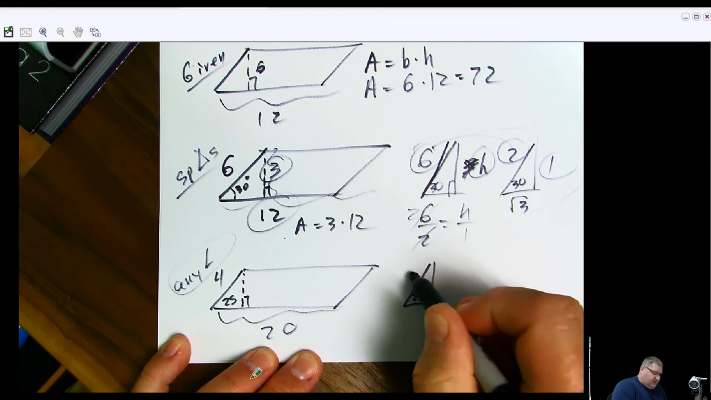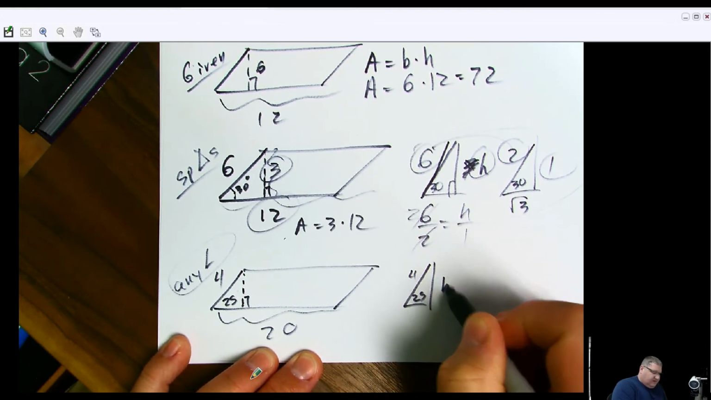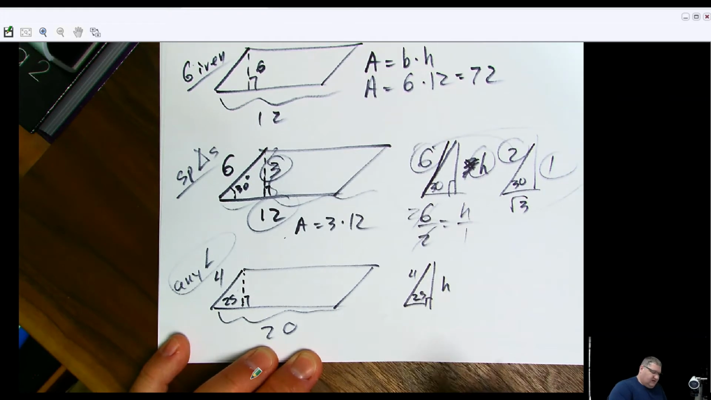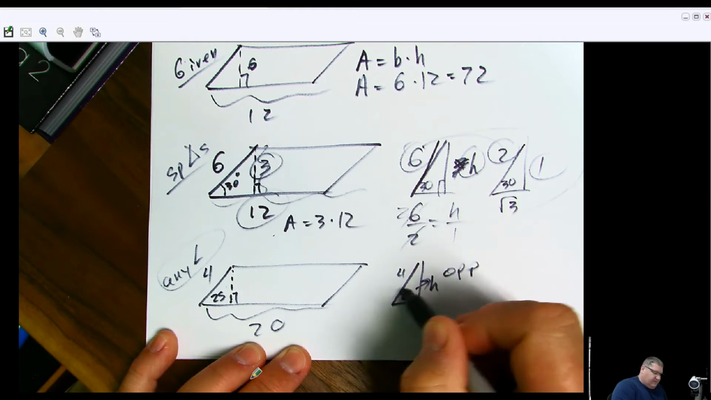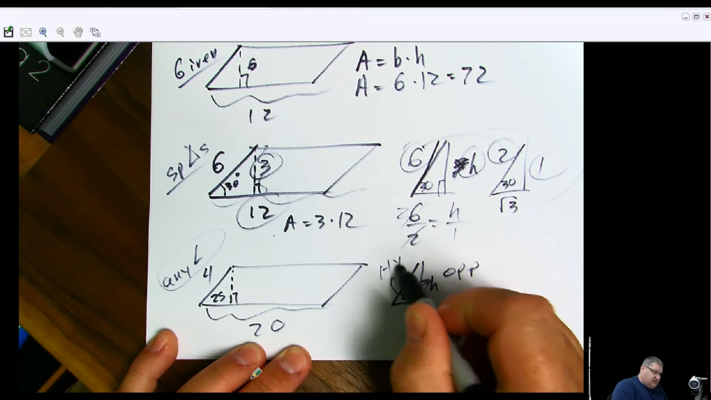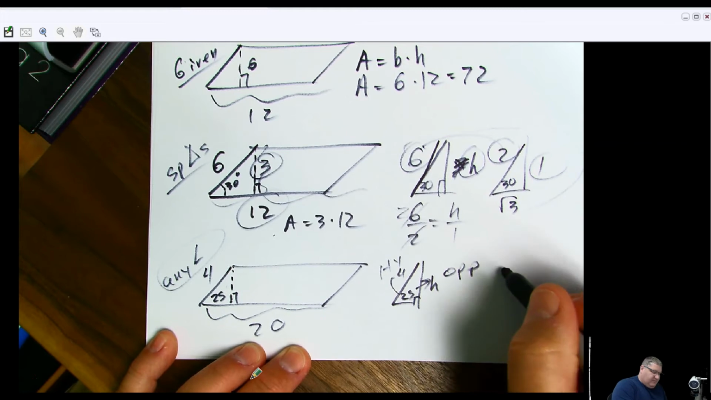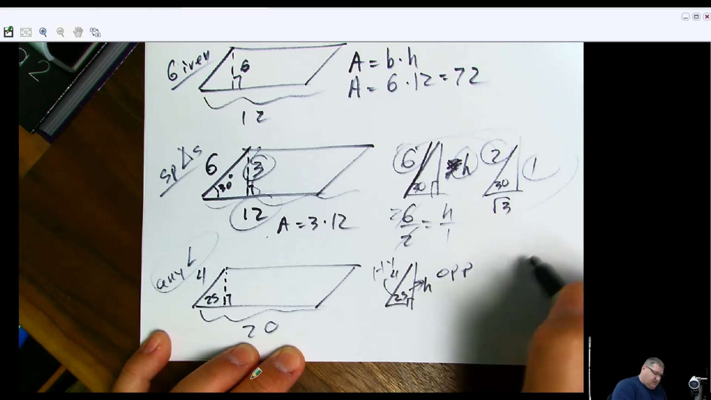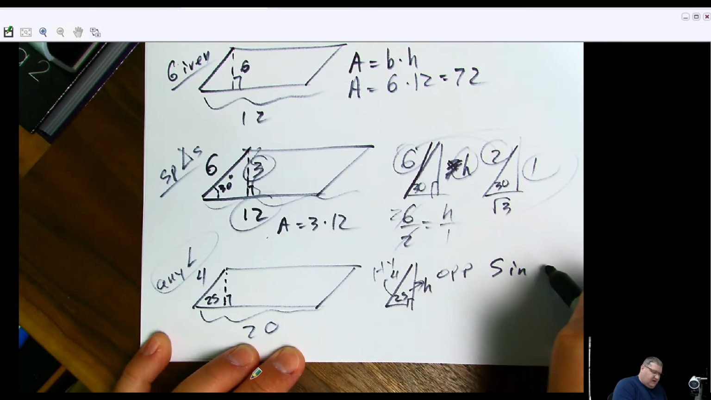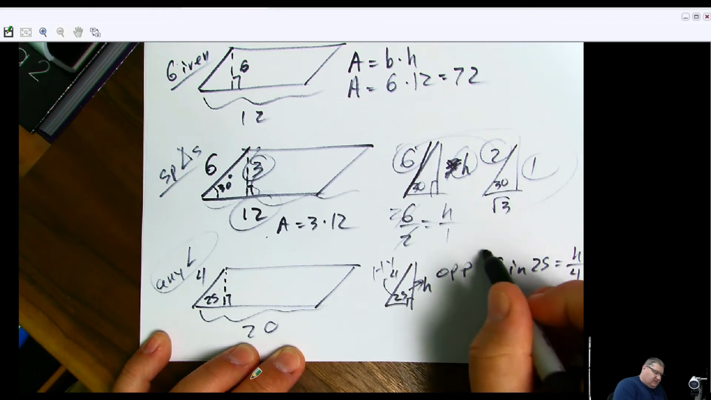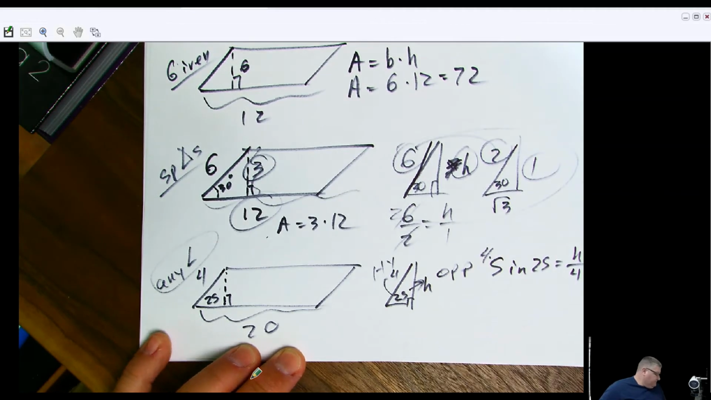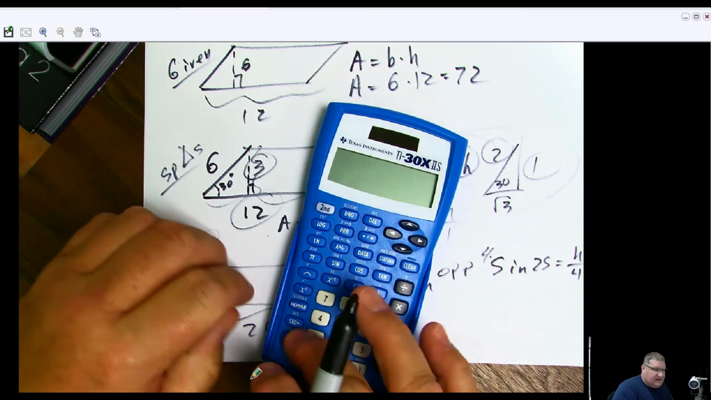It says 25 and a 4. And I still have an h because I have a 90-degree angle here. But now I have opposite and I have hypotenuse. So opposite and hypotenuse mean I'm going to use what? Oh, well, that makes sense. We're going to use sine of 25 equals h over 4. Cross multiply both sides here by 4.